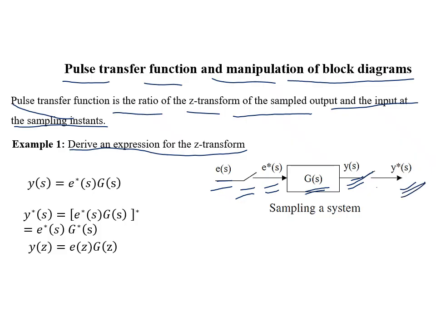We first start at Y of S equals E star of S times G. Then we have the sampler here to get Y star. We sample E star of S times G of S. Then we get E star of S times G star of S. Then Y of Z equals E of Z, where E star of S is equal to E of Z at e power TS equals Z, and G star of S equals G of Z.